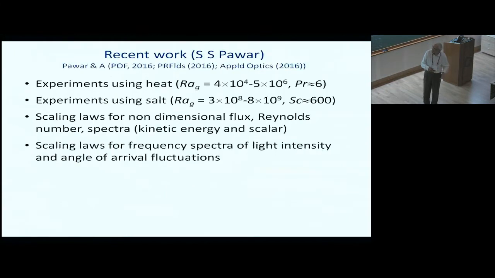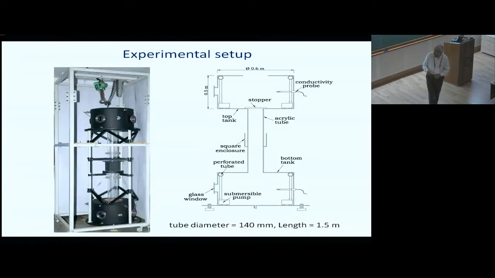So these are some of the references. This is one setup where you have a tube about 1.5 meters tall, and two large tanks, and the two ends of the tube are open. We put fresh water to begin with here and salt water here. There is a stopper which prevents the mixing.